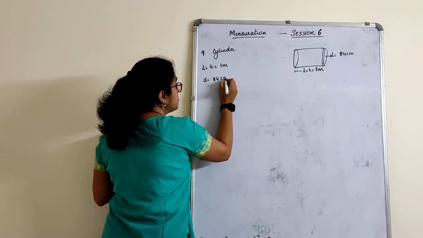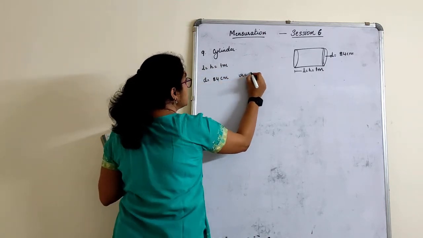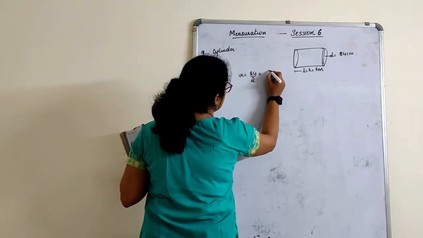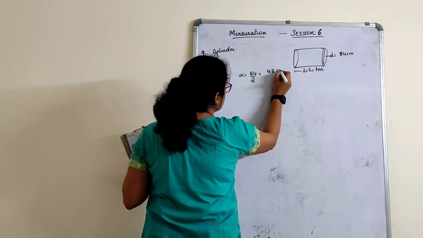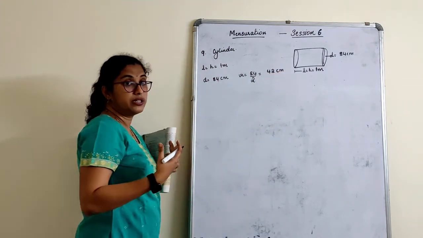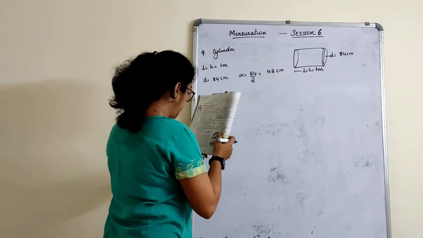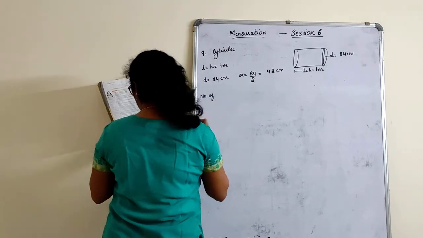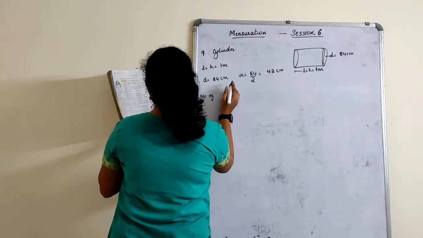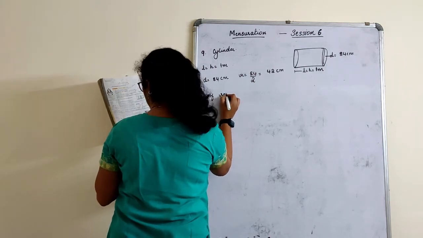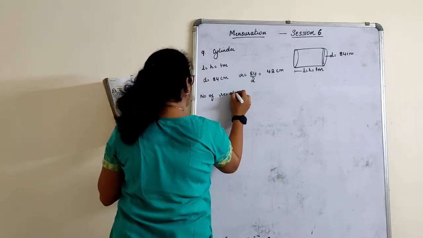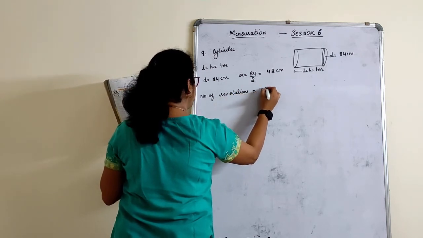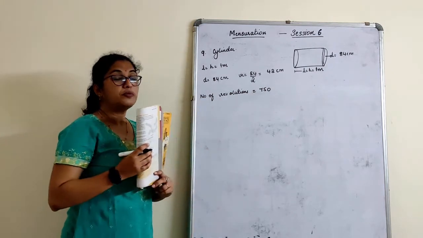84 centimeter. So radius is equal to 84 by 2, that is equal to 42 centimeter. Finally, we can do the conversion. Keep it as it is. Number of revolutions: 750. What do you mean by that?